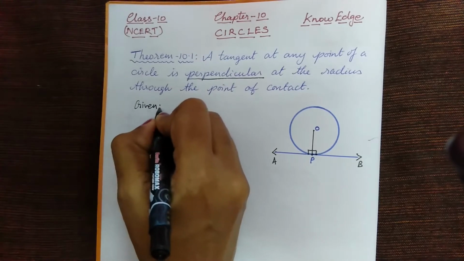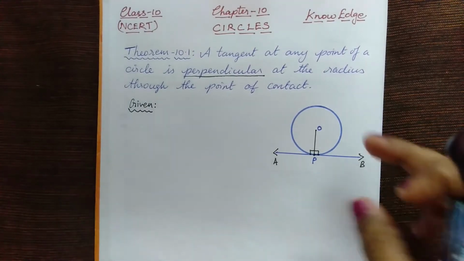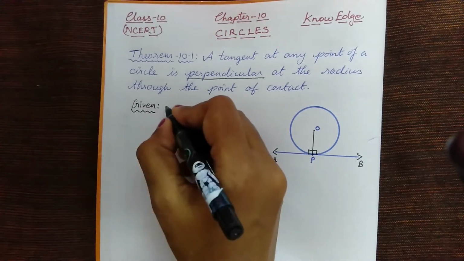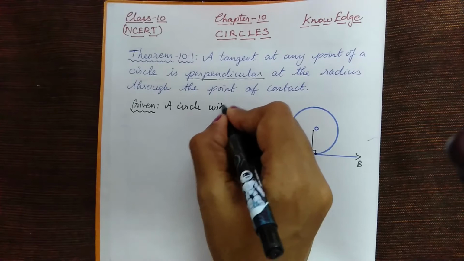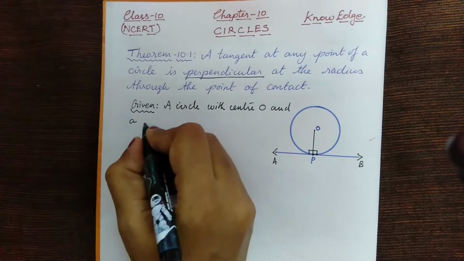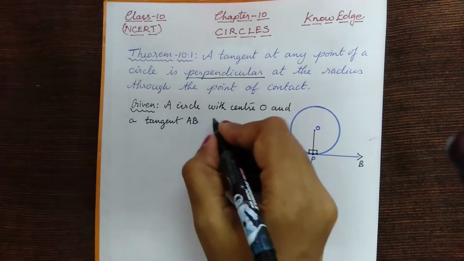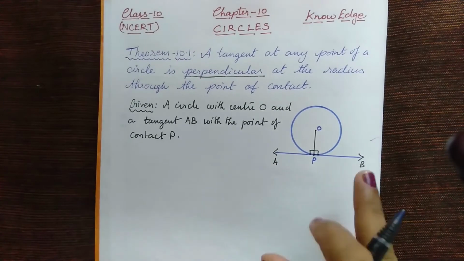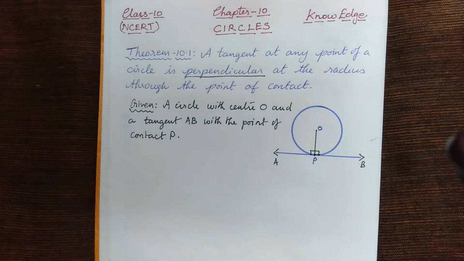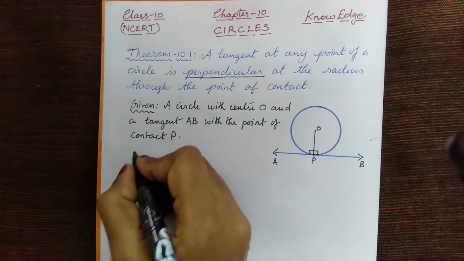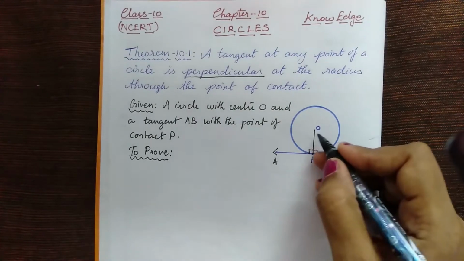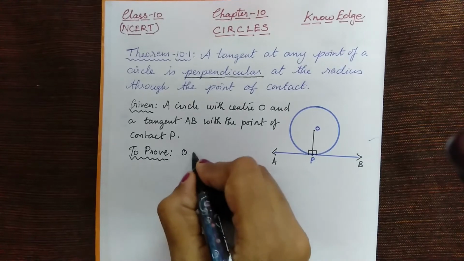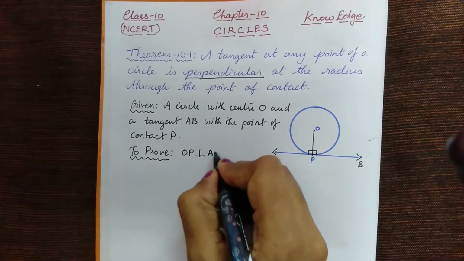Given. In the given, you have to mention all the things that are mentioned in this figure. So we have a circle with center O and the tangent AB with the point of contact P. So this is what is given in this figure. Now we will be writing what is to be proved. So let's write to prove. We have to prove that this line OP is perpendicular to AB. OP is perpendicular to AB.